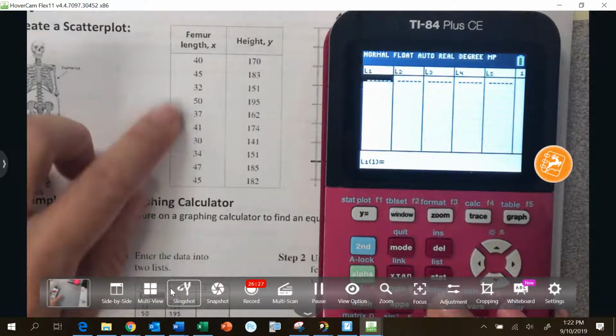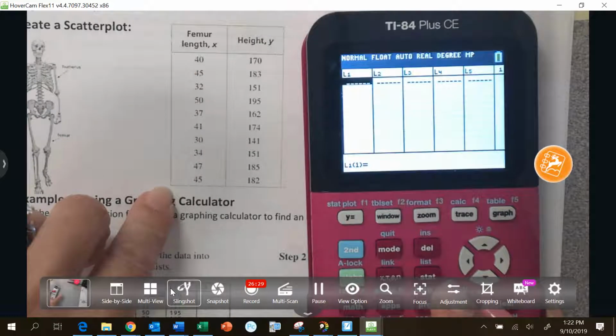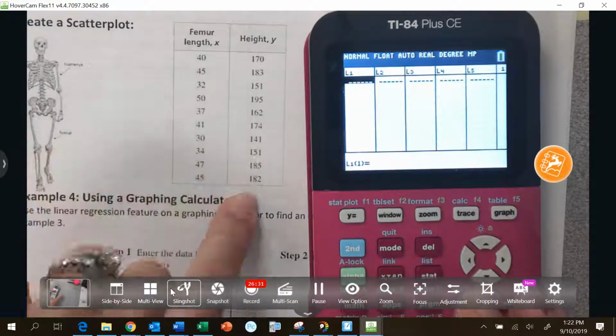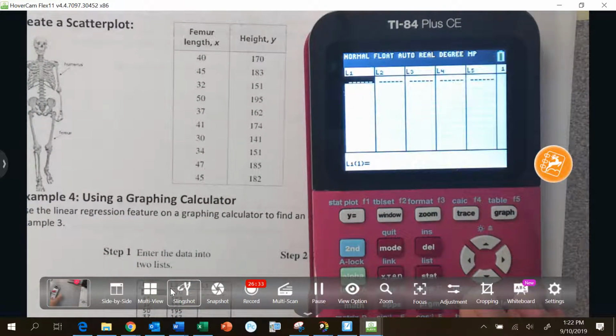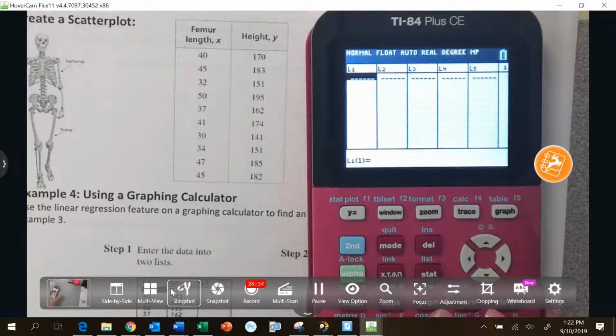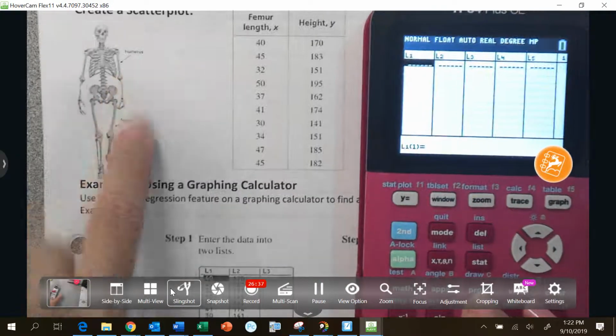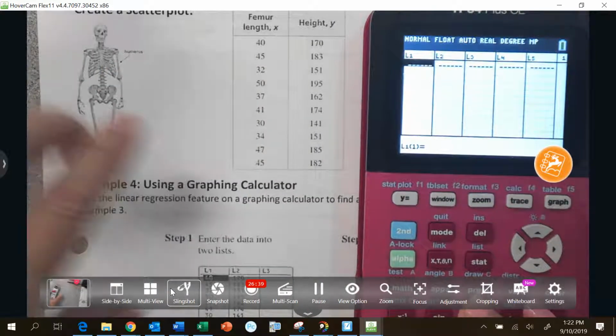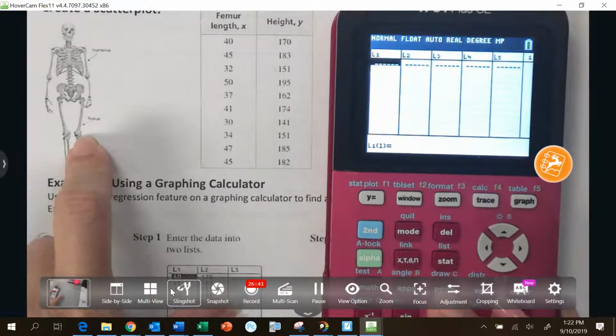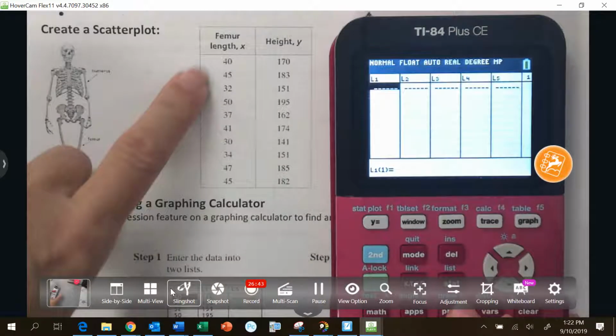Here, we're making a scatter plot of the length of a femur compared to the height of the person. And it shows you where the femur is, and there's also a humerus on the next page. But the femur is that long bone in your leg. So we're going to type in our X column.